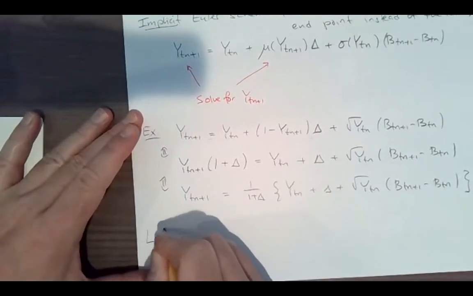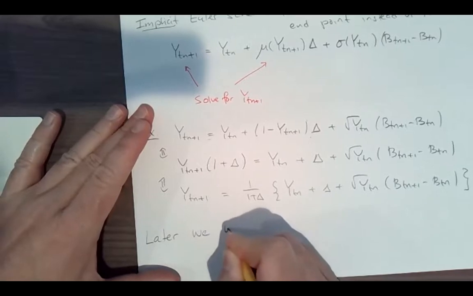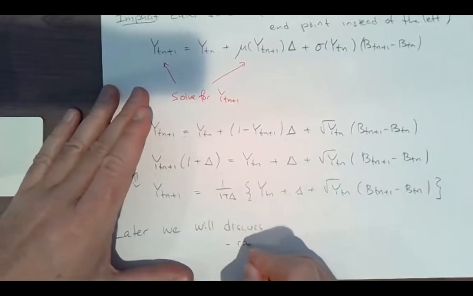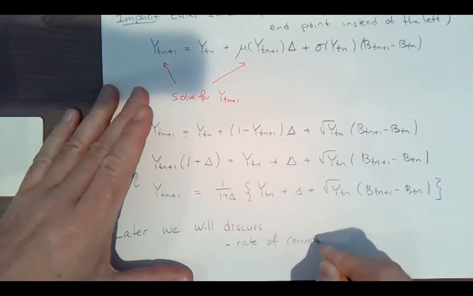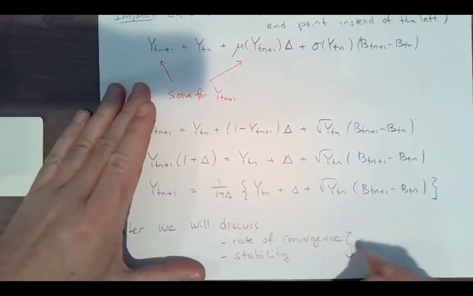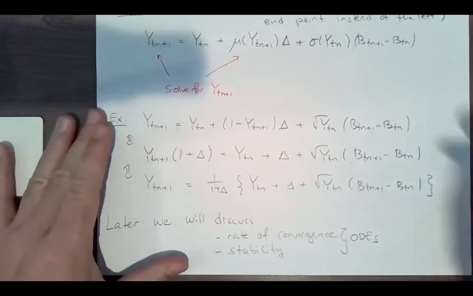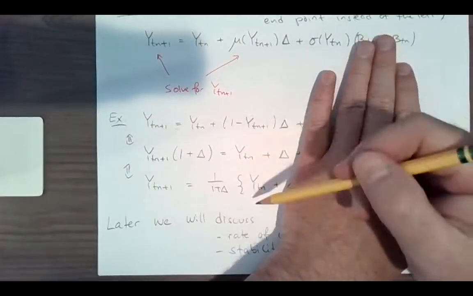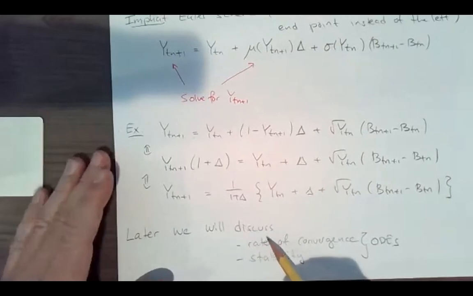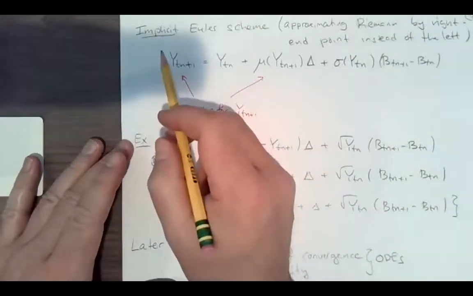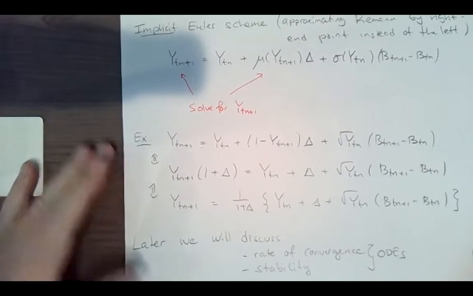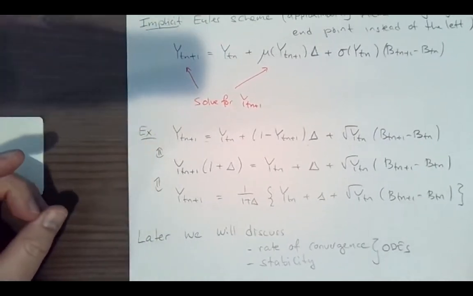So later we will discuss rate of convergence and stability. I'm going to do this here for ODEs, which means that we're only looking at the dt terms, so there'll be no Brownian motion terms. And when we do that, you will see that there might be good reasons for why we want to use the implicit over the explicit. But at this point, we're not making any judgment on which of the two one should use. I'm just trying to get you guys exposed to the various schemes.